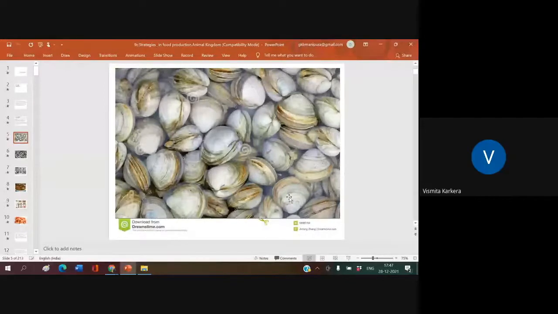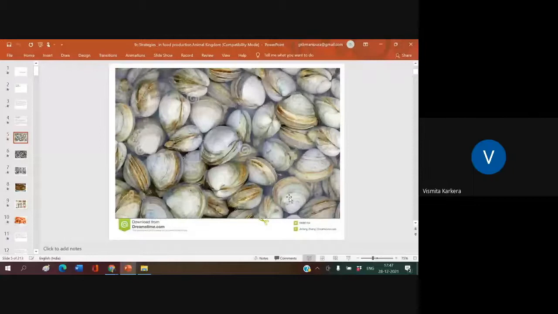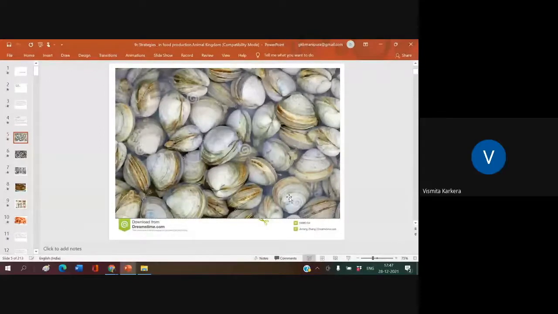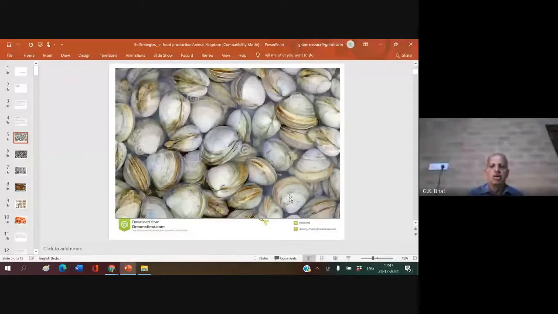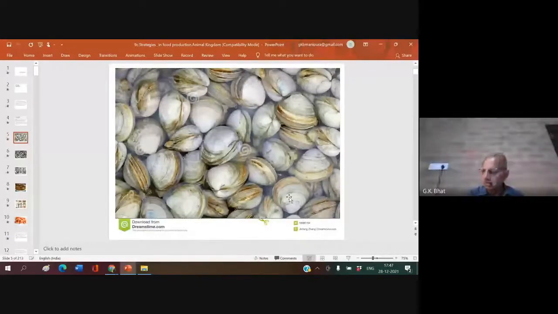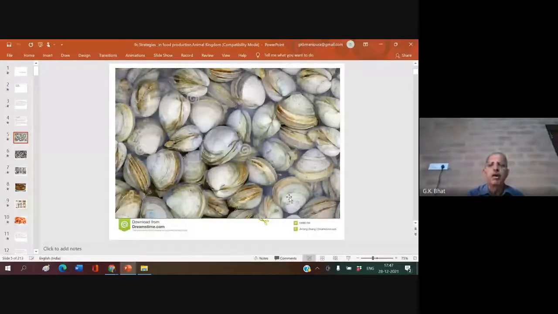Vishwita? Yes, sir. Do you know koyalo? Navya, do you know koyalo? Yes, sir. Koyalo is the Tulu name. Vishwita knows Tulu very well. Yeah, koyalo is very delicious. It is available both on the seashore as well as in freshwater rivers. Okay, this is what you have.